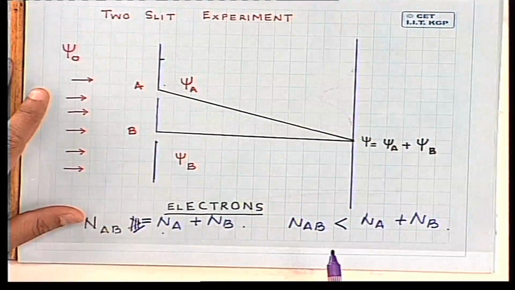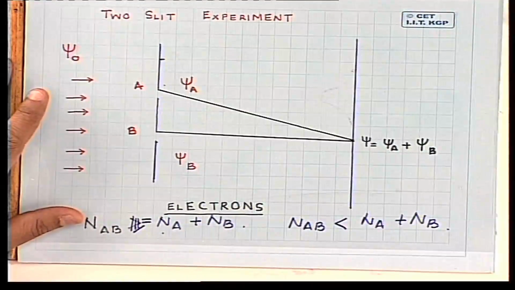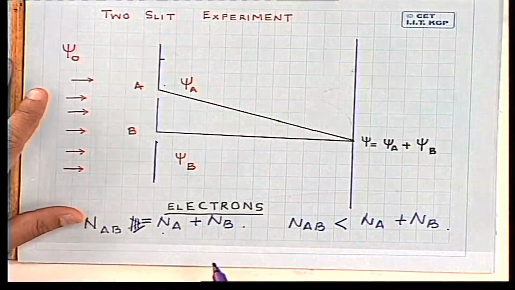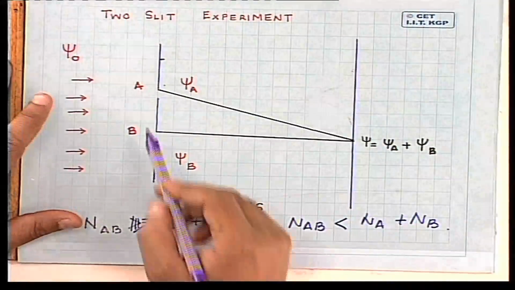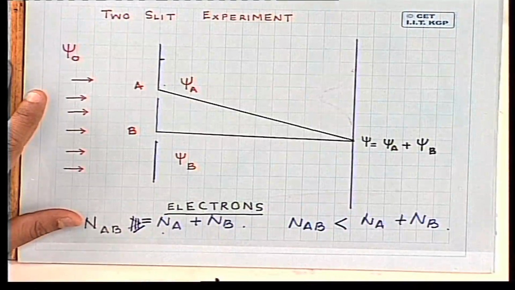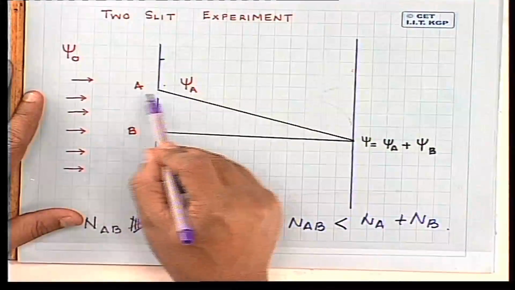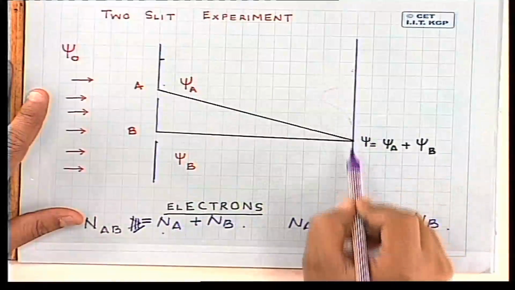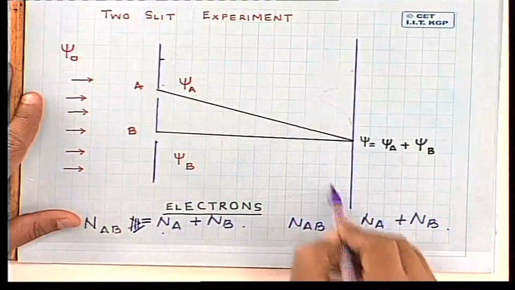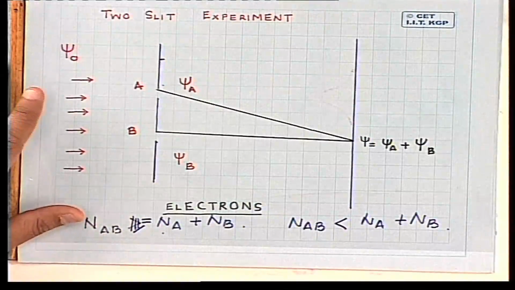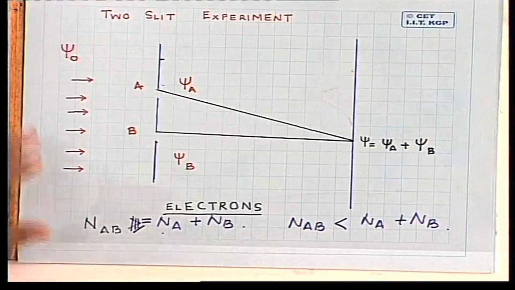But if you were to not make this intermediate measurement, if you were to not try and determine through which slit the electron went, then these two possibilities actually interfere. The secondary waves corresponding to the electron going through here and here then interfere, and we get an interference pattern on this screen over here. So this is an interesting thing which we don't experience in classical mechanics.